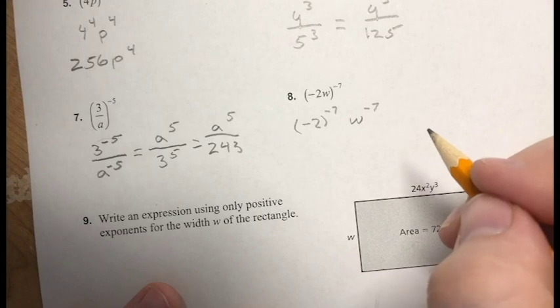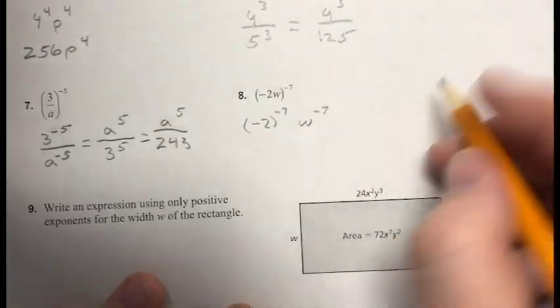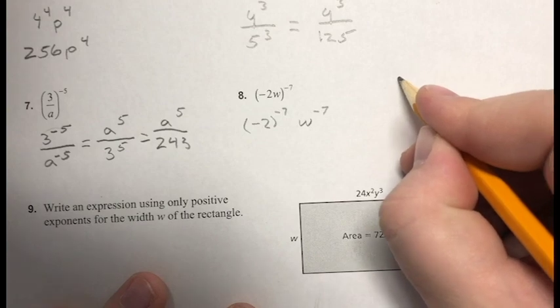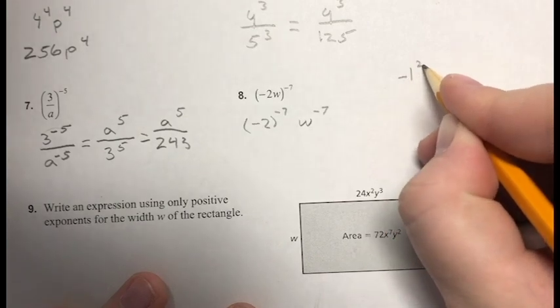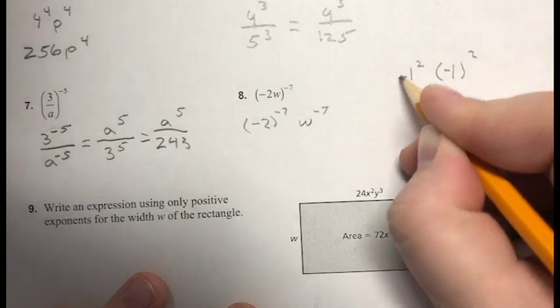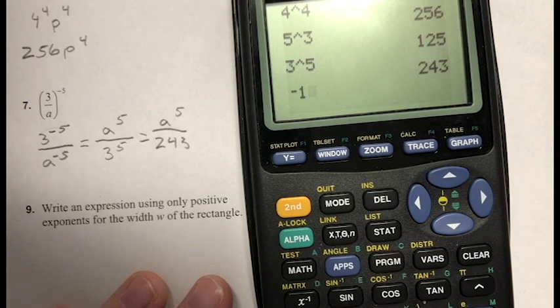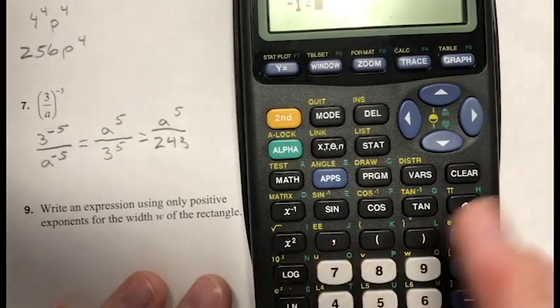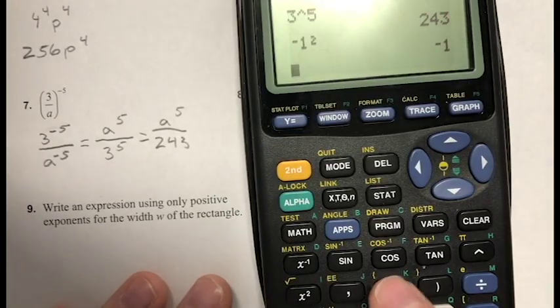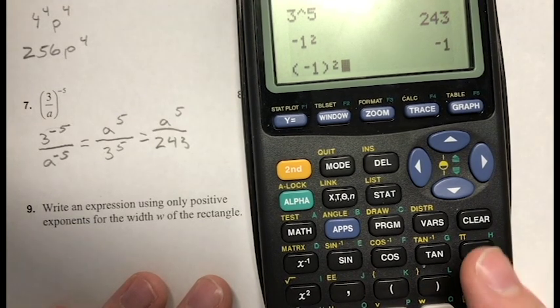All right? Now, before I go any farther, let's talk about the reason here. I'm going to put something very simple: negative 1 squared, and negative 1 in parentheses squared. And I want to compare these two things in my calculator. I'm going to go negative 1, and I'm going to hit the square button, which is here. And I'm going to hit enter. And then I'm going to put it again, but this time I'm going to put it in parentheses, and I'm going to hit that square button.